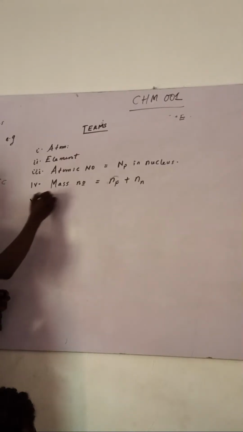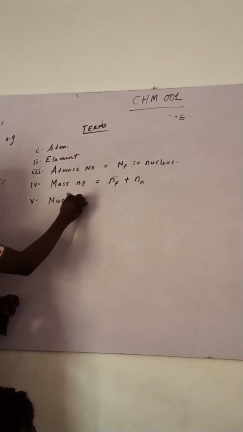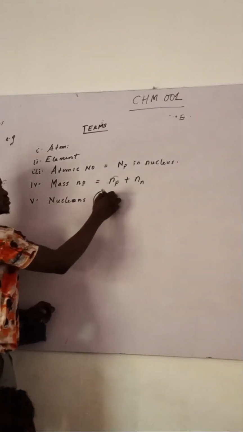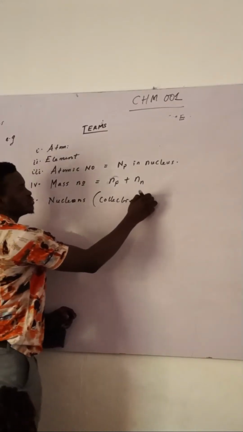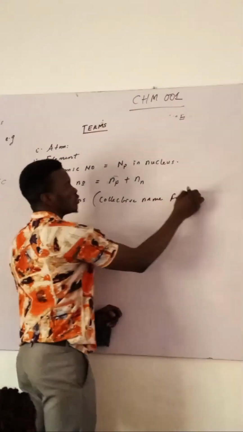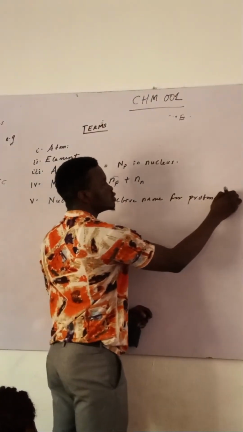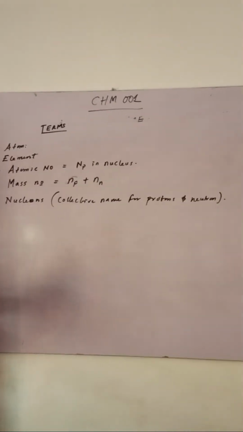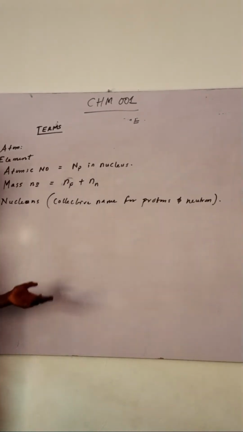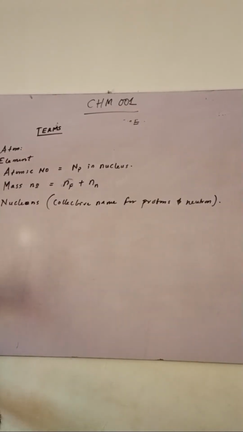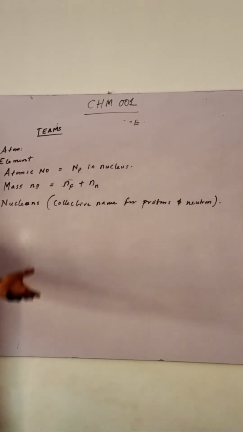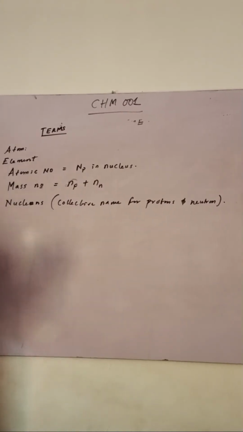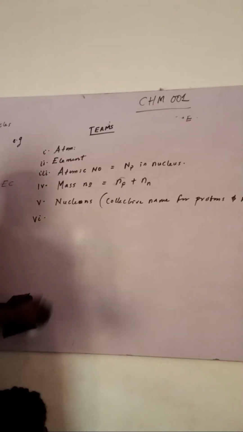The next thing is nucleus. Nucleus is a collective name for protons and neutrons. So if I say protons and neutrons, I can just say nucleus instead. The moment I say nucleus, you already know I'm talking about protons and neutrons. Are you there?